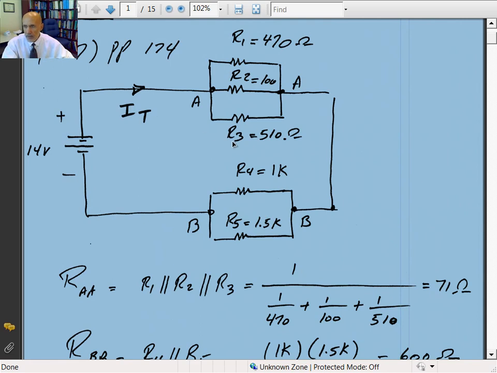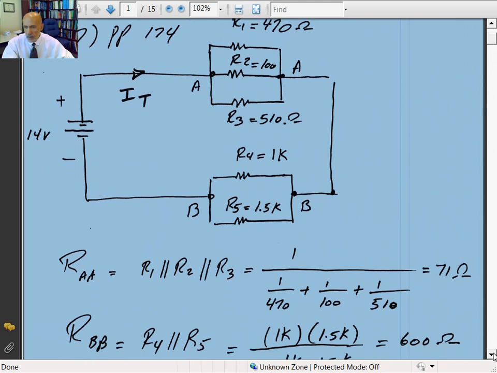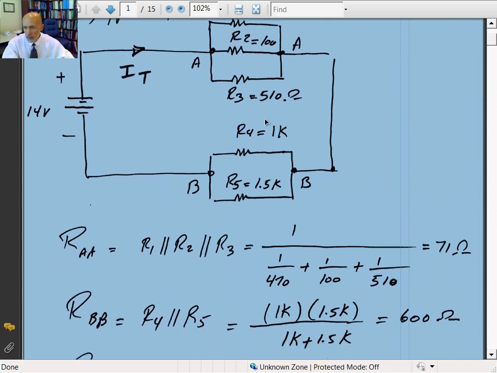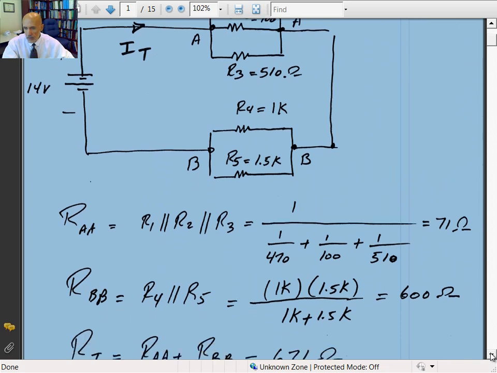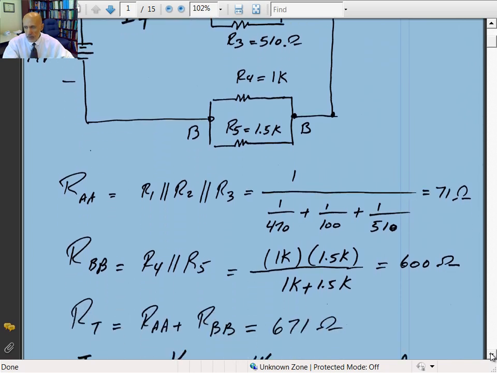And then the parallel combination of the two sets are connected in series. So those three are connected in parallel, these two are connected in parallel, and then between A and B, they're connected in series. If I look at the resistance between point A and A, those three are connected in parallel. That gives you 71 ohms, 1 over 470, 1 over 100, 1 over 510. And the resistance between point B and B gives you 600 ohms. So R total is equal to RAA plus RBB, and that gives you 671 ohms.